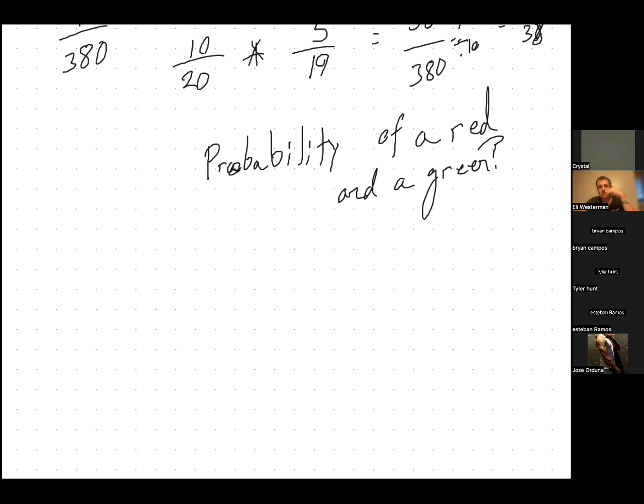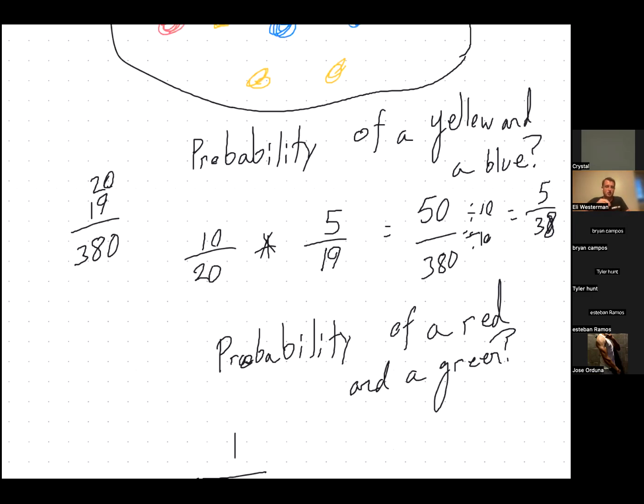All right. Yep. So someone asked how I got 19 on the other problem. I took a marble out of the bag and I didn't put it back in. So then there was one less in the bag. So probability of a red. We're gonna pull out a red. That's going to be 1 over 20.